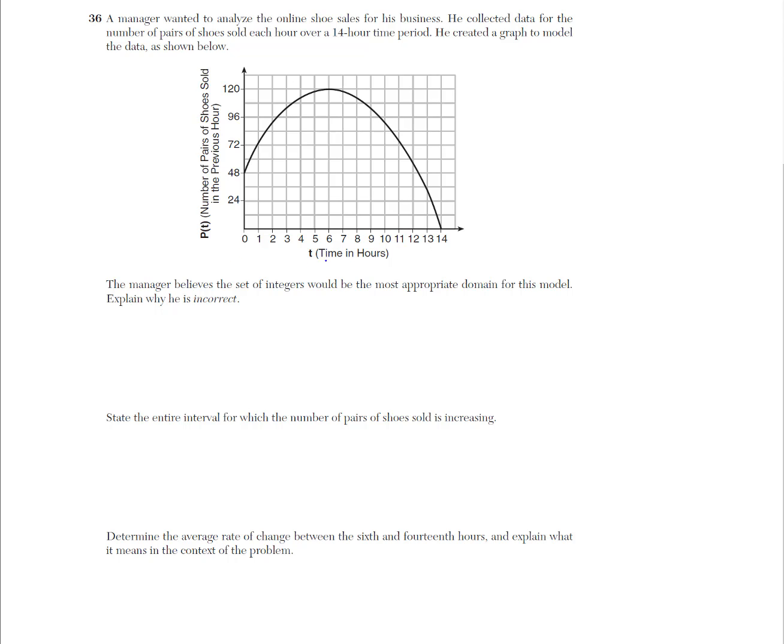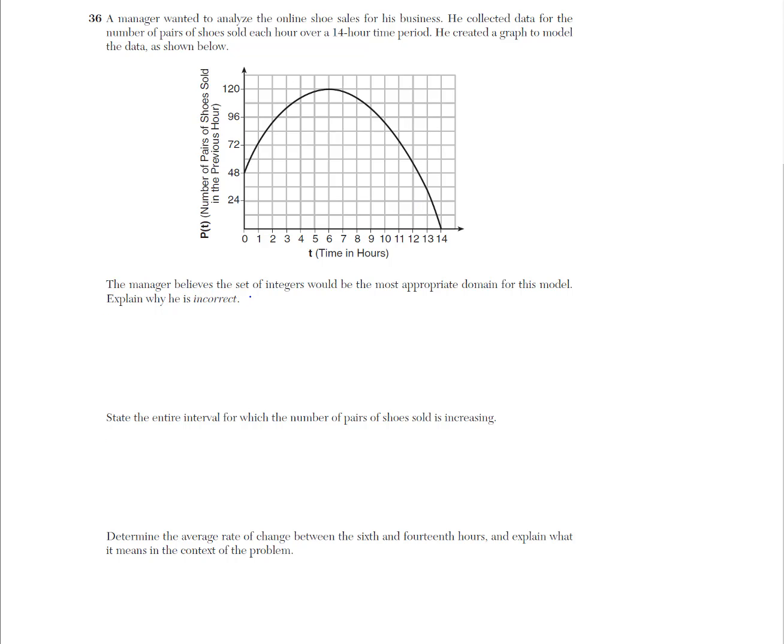So on our t-axis, time in hours, it goes from 0 to 14, and p of t is the number of pairs of shoes sold in the previous hour. So this appears to be a quadratic function because it has an upside down U shape to it.